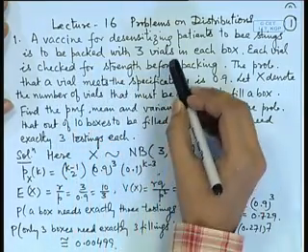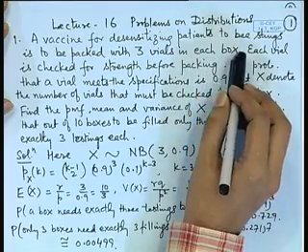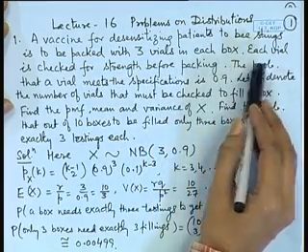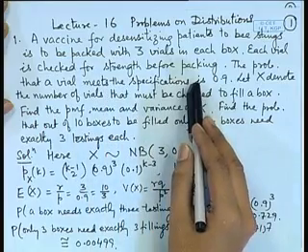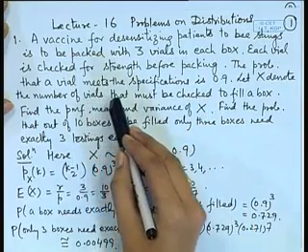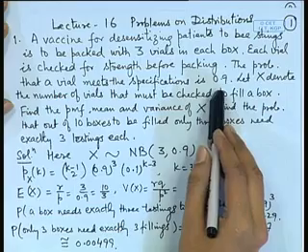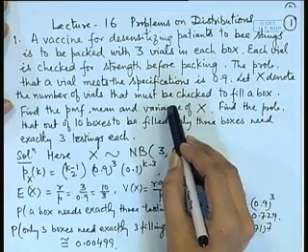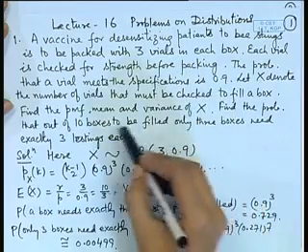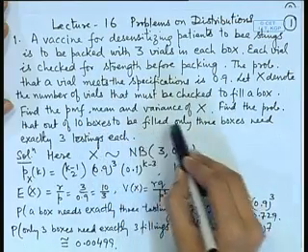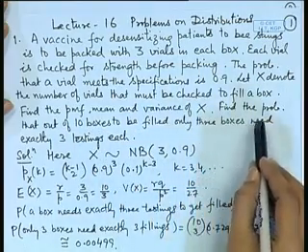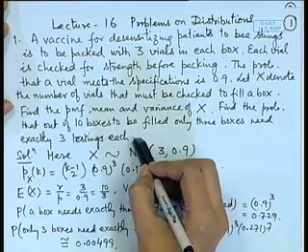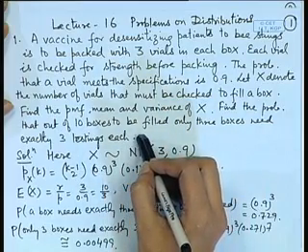A vaccine for desensitizing patients to bee stings is to be packed with 3 vials in each box. Each vial is checked for strength before packing. The probability that a vial meets the specifications is 0.9. Let x denote the number of vials that must be checked to fill a box. Find the probability mass function, mean and variance of x. Find the probability that out of 10 boxes to be filled, only 3 boxes need exactly 3 testings each.